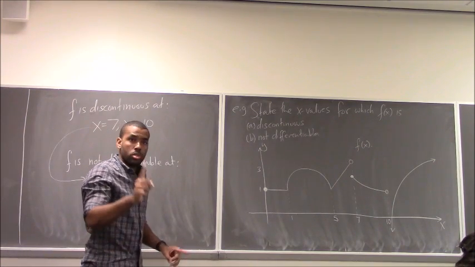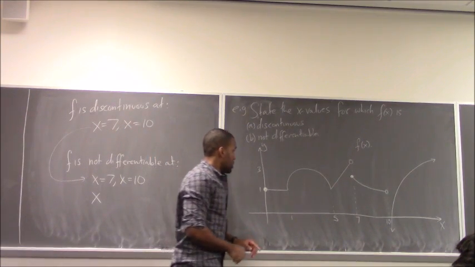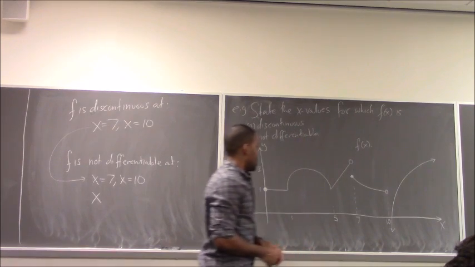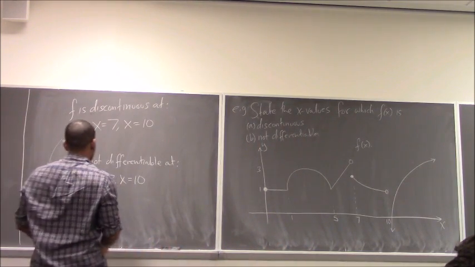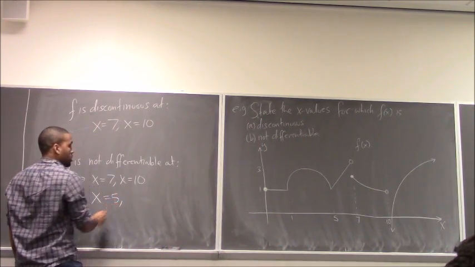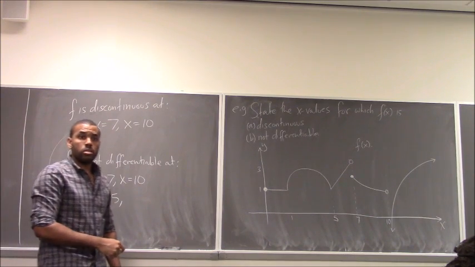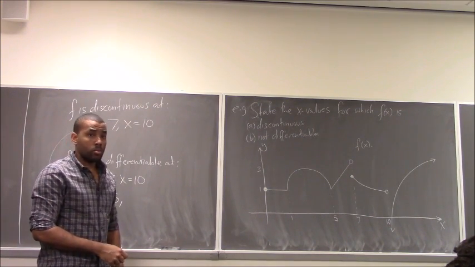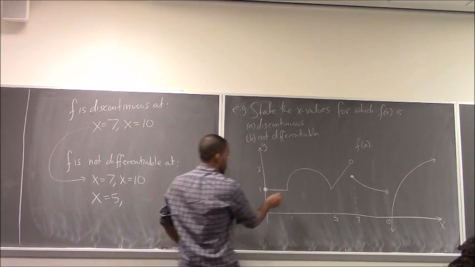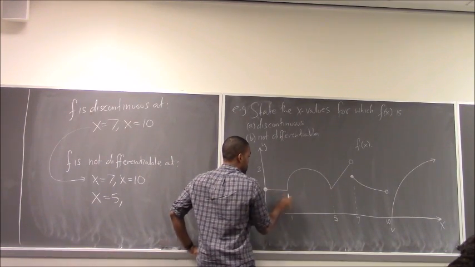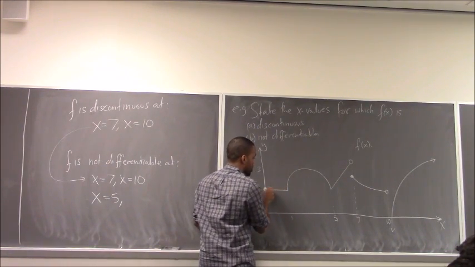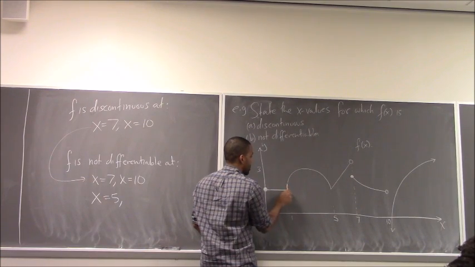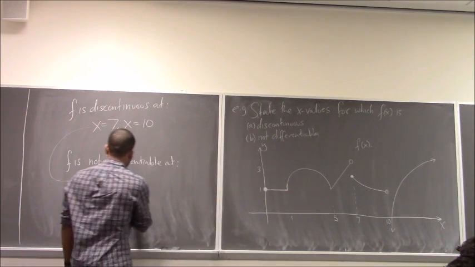Yeah, so you said 5, 7, and 10. So we also have x equals 5. Are there any more? Yeah? X equals 1. At 1 as well. This is a sharp corner here. If you zoom into that, that's going to be a corner. It's a horizontal line hitting a semicircle. That's going to create a sharp corner, so x equals 1.